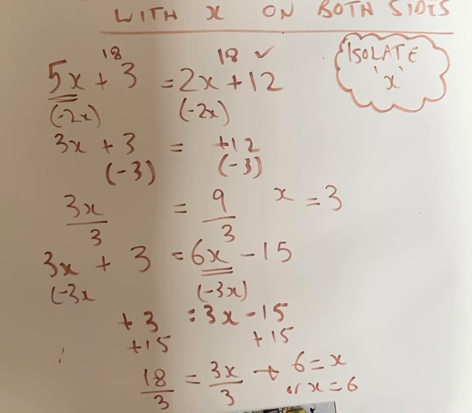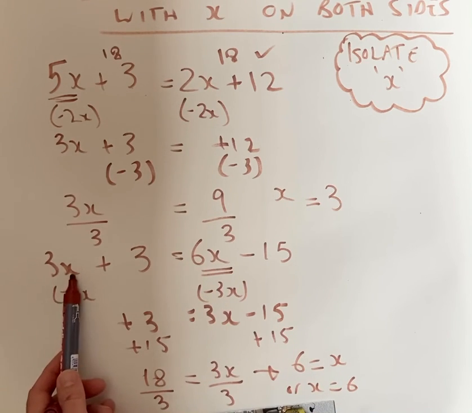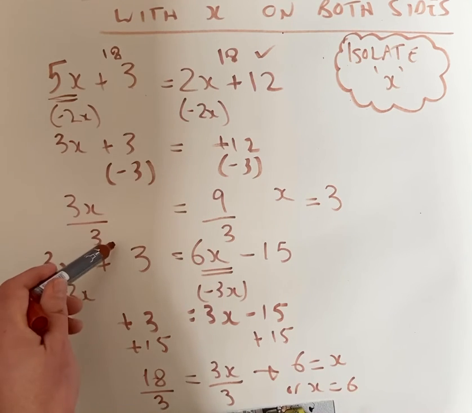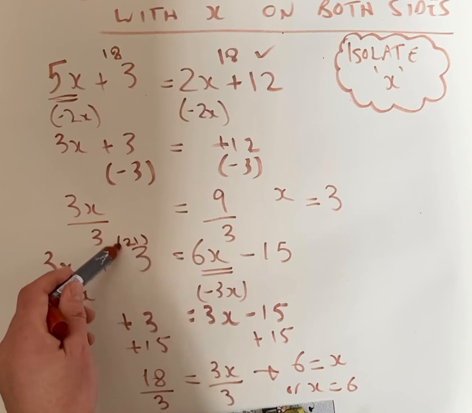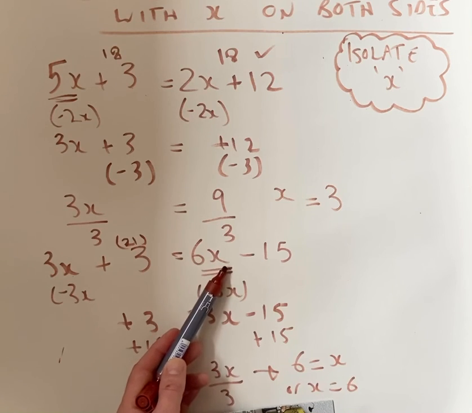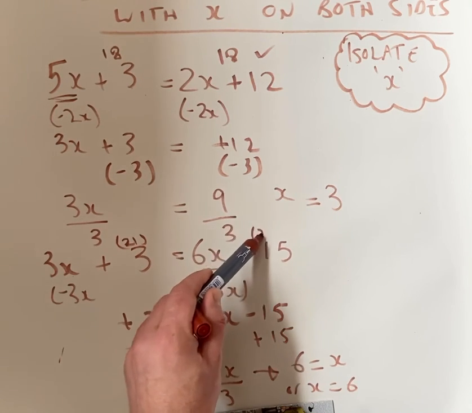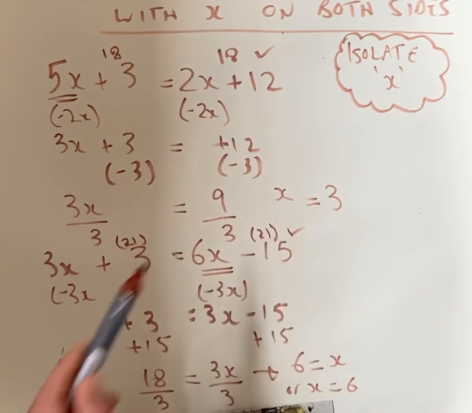And again, if you want to check that, 3 times 6 is 18, add 3 makes 21, and 6 times 6 is 36, take away 15 is also 21. So we know we've got it right.